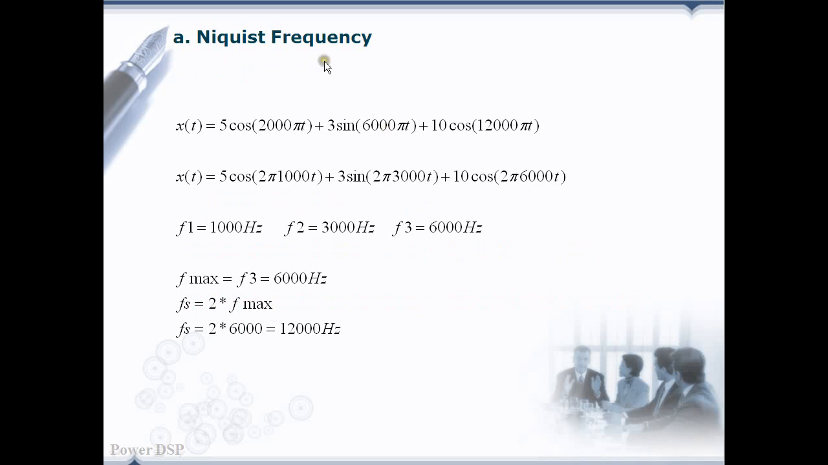In this case, we have to find out the Nyquist frequency. We have already seen how to find the Nyquist frequency. The first step is to find the maximum frequency component in the signal, and then multiplying that by 2 will give the Nyquist frequency. After converting the signal into the standard form, we get three frequencies in which F3 is the maximum frequency component. Nyquist frequency is 2 times 6000 Hz, equal to 12 kHz.